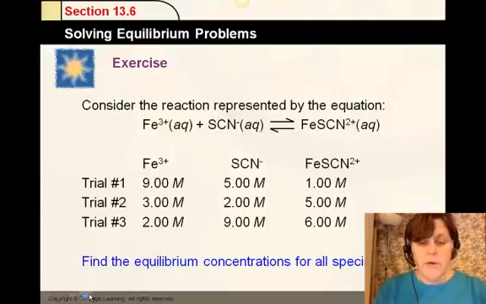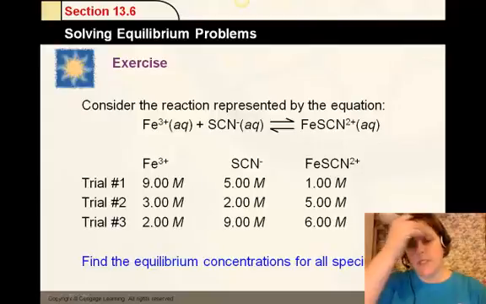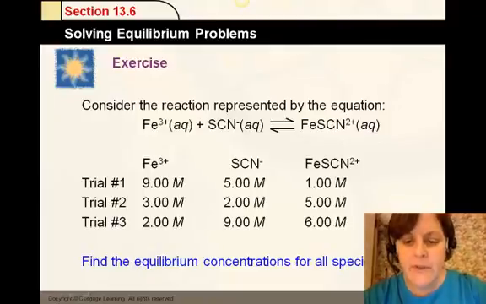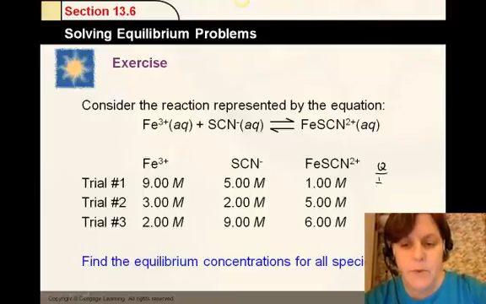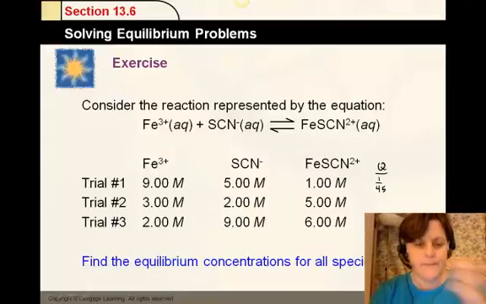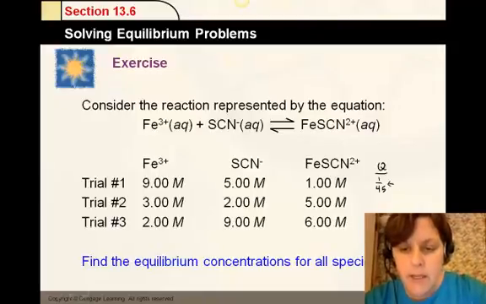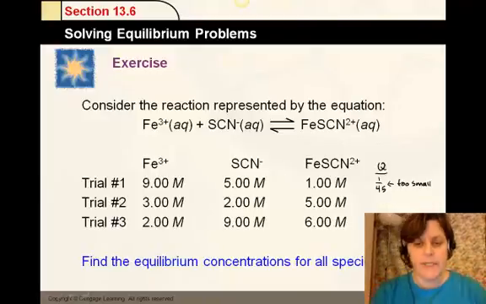All right, so nothing is squared, so I'm not going to worry about writing the mass action expression. It's just going to be the concentration of this divided by the product of that. So obviously the value of K, or Q, as we will call it here, is 1 over 45. 1 over 45 is clearly not 1/3. So this number here is too small, and we will have to adjust accordingly. We're going to have to produce more products, actually.